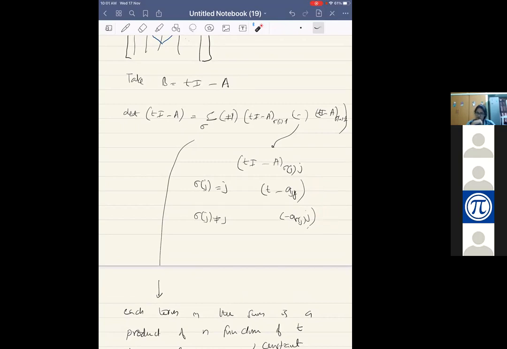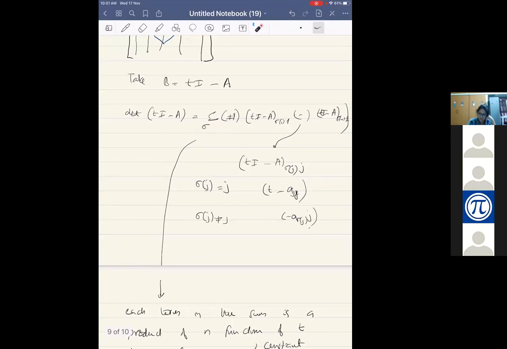So look at each term in this sum. Each term is, up to this sign, a product of n functions of t. This is the first function of t, this is the second function of t, and there are n functions of t, and each of these factor functions is either linear or constant in t. So at most you'll have n linear terms in t. If all of them are linear of degree 1, then the product will give you t to the n, something of degree n. But in general, at least some of them will be of lower degree.